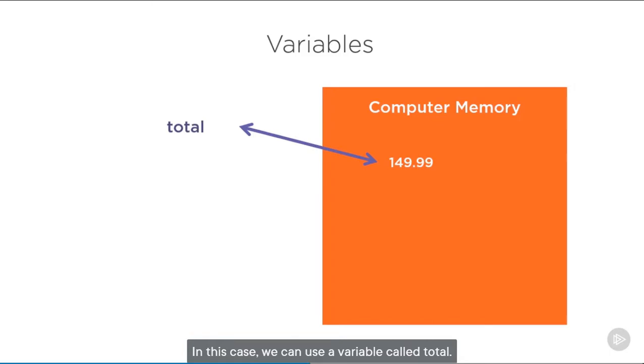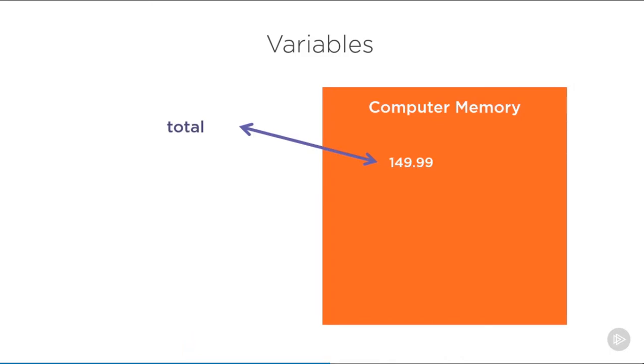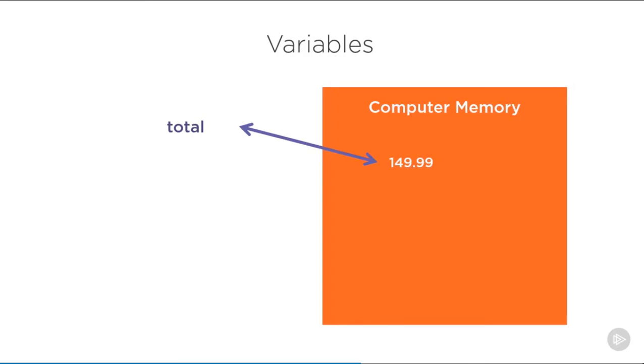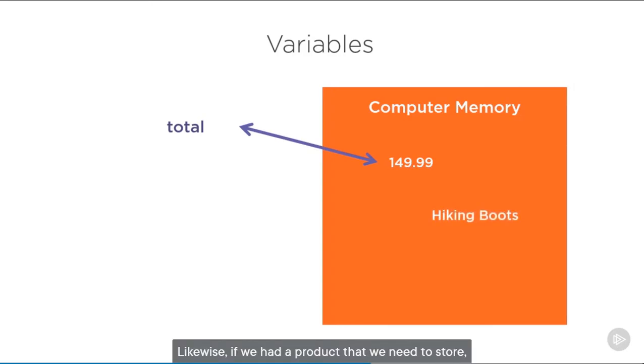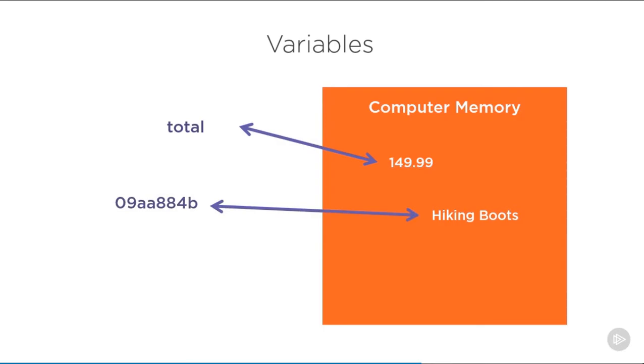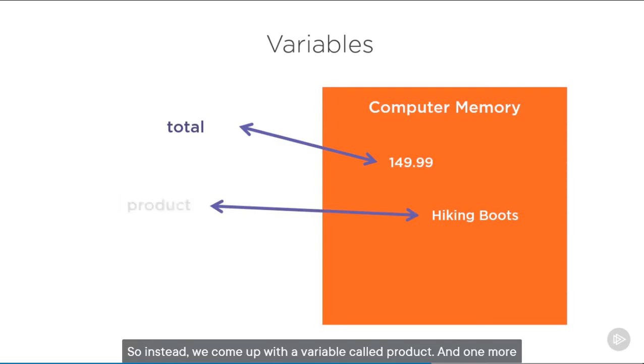In this case, we can use a variable called total. So in this case, we're using an English word to represent the number in the computer. And you can use words and characters from your own native language. It's up to us to come up with the variable names. Likewise, if we had a product that we need to store, such as hiking boots, that would be stored in computer memory. And again, it would have a memory address, which would be very difficult to work with. So instead, we come up with a variable called product.